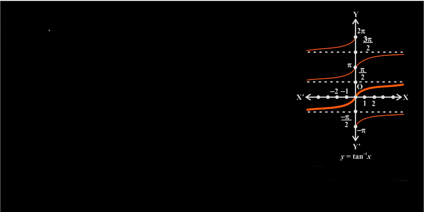Now let me write the different branches of the tan inverse function. For tan inverse, the domain is the whole set of real numbers, and let me take the branches now. This branch will be minus pi by 2 to plus pi by 2. The dark graph is given here. This is the principal value branch, minus pi by 2 to plus pi by 2. This is called the principal value branch.